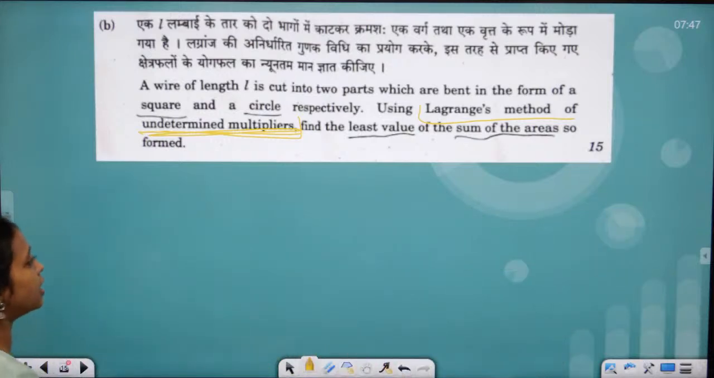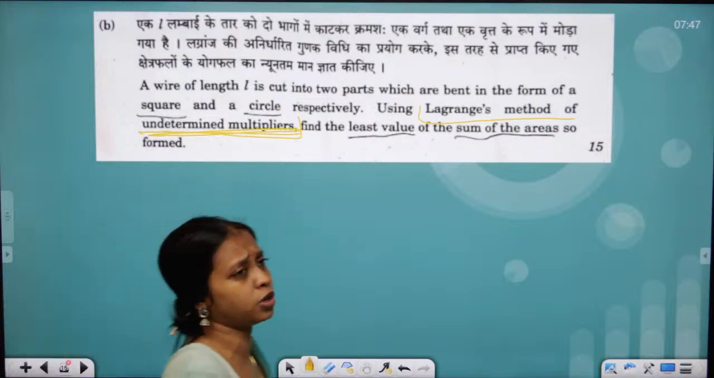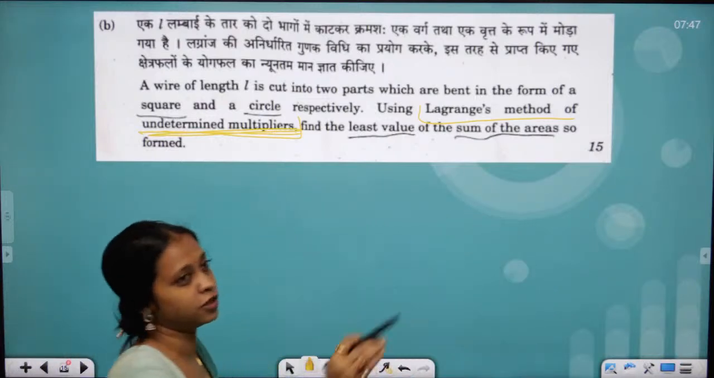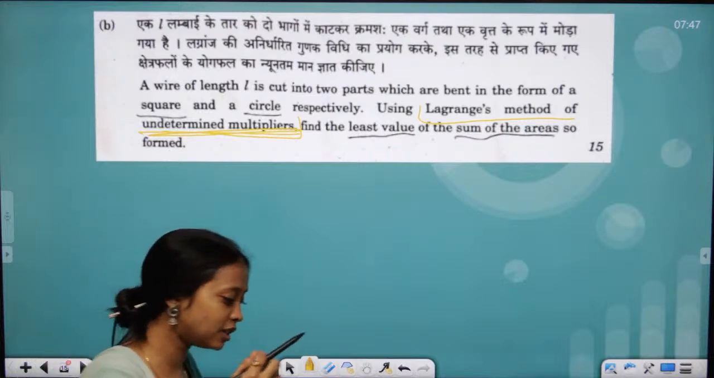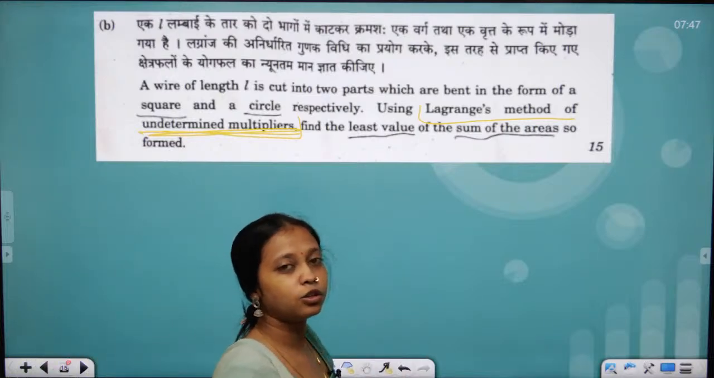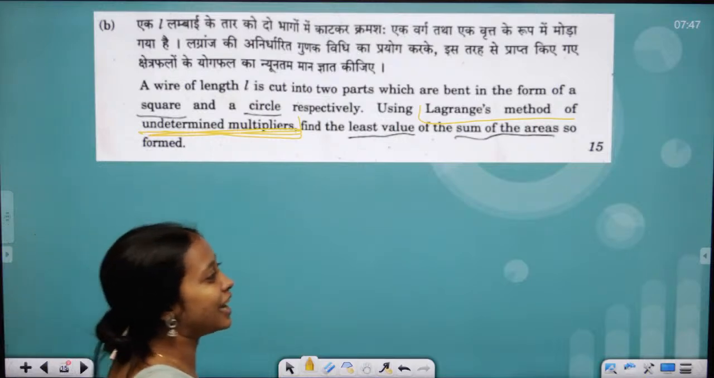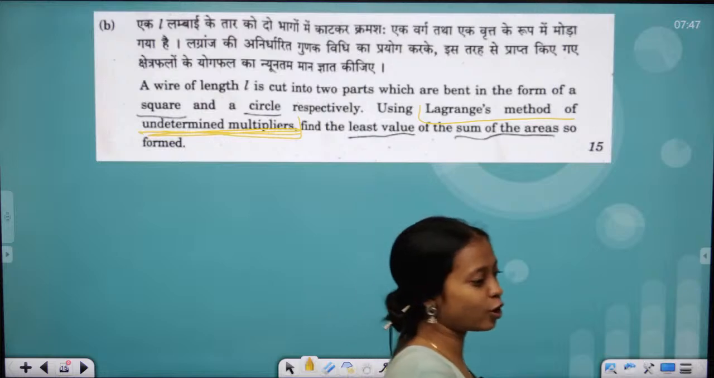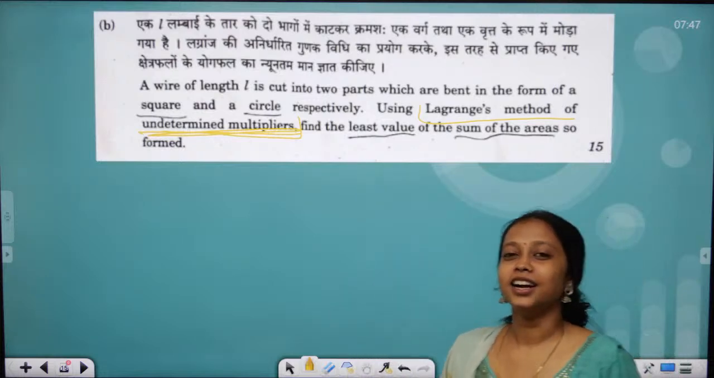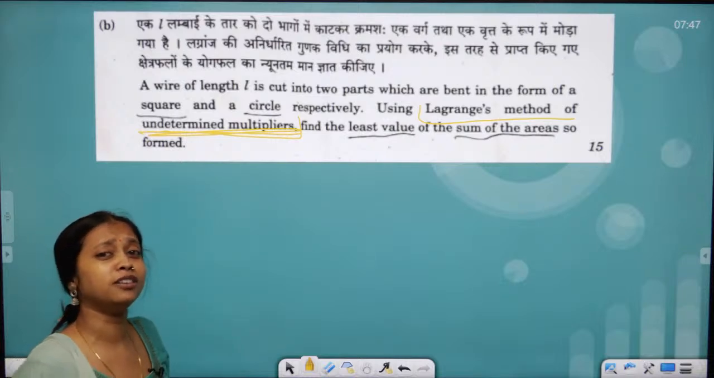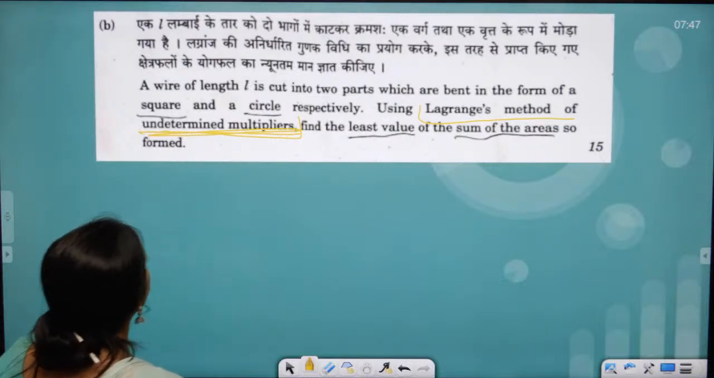They are repeatedly asking Laplace, there will definitely be a question of Laplace. There will definitely be a question of Green's theorem, Stokes theorem, Gauss divergence theorem. These three questions are like definite. Even if it depends upon your luck, just go through it now. If the simple observation says that it is repeating every year, why don't you just do it? Simple, right? So Lagrange method of multiplier.